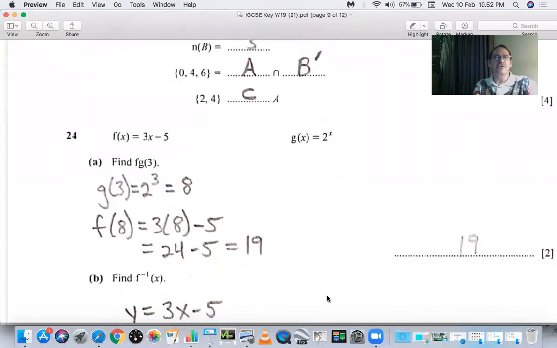Now we get to functions. Function f of x is equal to 3x minus 5. G of x is equal to 2 raised to the x power. Find f of g of 3.